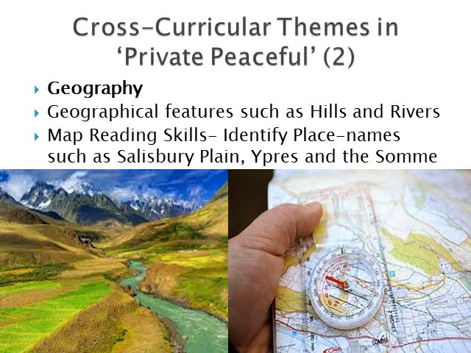Cross-curricular links with geography are also evident. There is a strong link to the countryside and geographical features such as hills and rivers throughout. Tomo, Charlie and their fellow soldiers during the wartime had to utilise their map reading skills in order to survive. This may be built upon in the classroom, as students can be encouraged to develop their map skills by locating place names mentioned in the novel, such as Salisbury Plain, Ypres and the Somme.